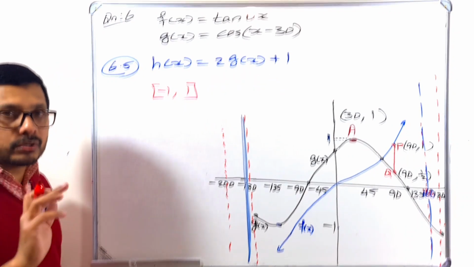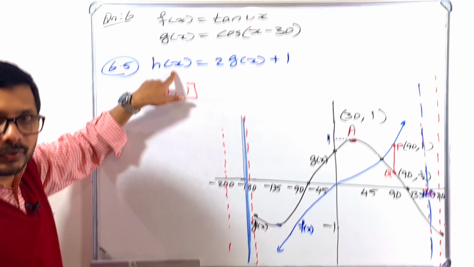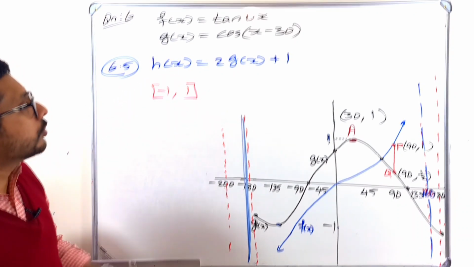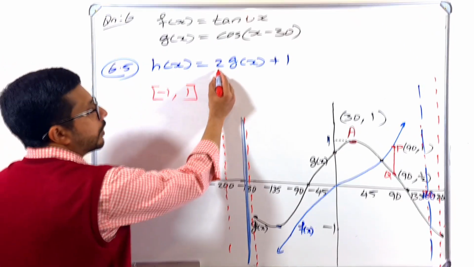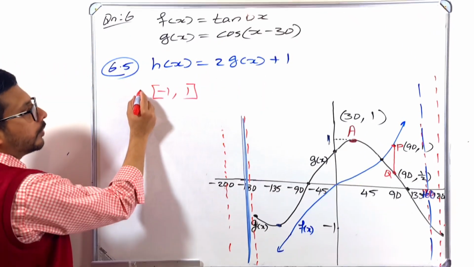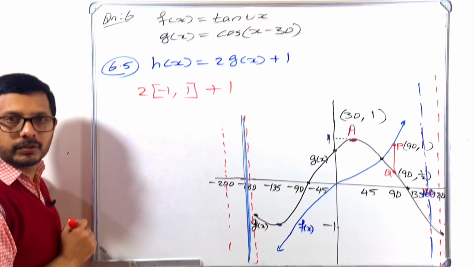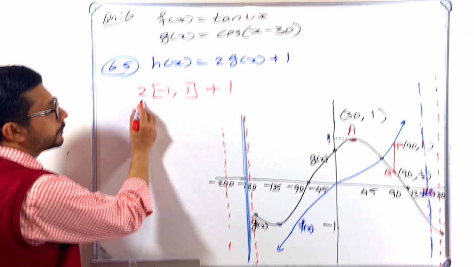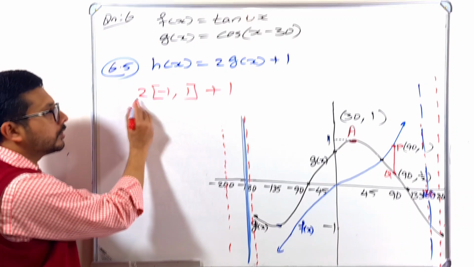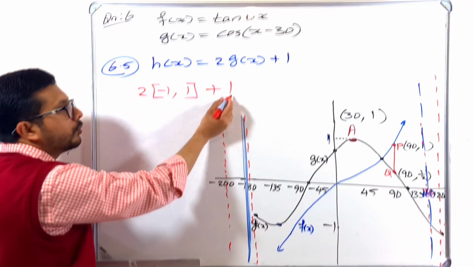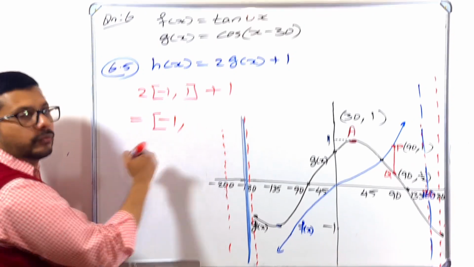But our question is not to write the range of g of x. Our question is to write the range of h of x. Am I right? Okay. So to find the range of h of x, it is very easy to find. So what is this one? 2 times g of x. So you just multiply this one with 2. Then plus 1. Okay, so look at this one. 2 times minus 1 is minus 2. Minus 2 plus 1 is minus 1.